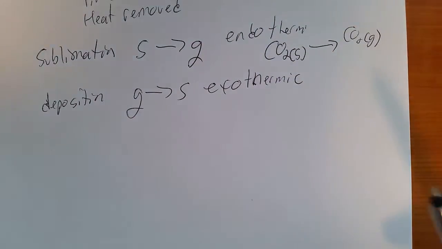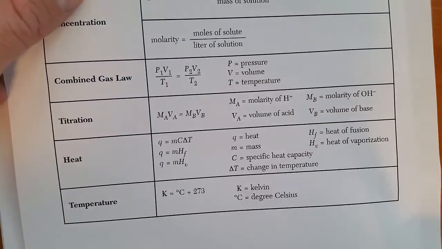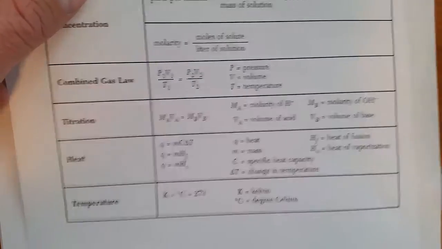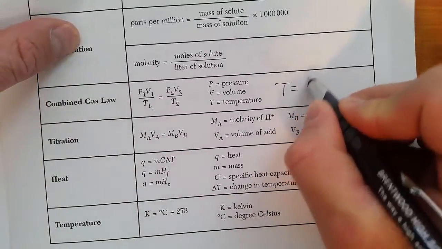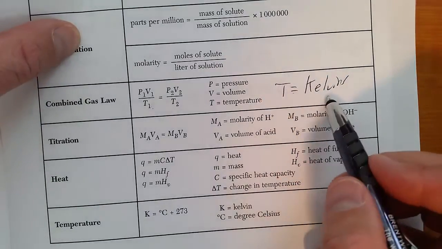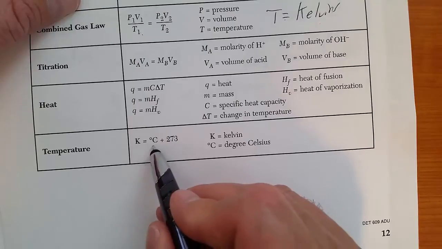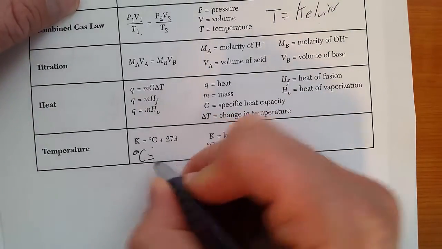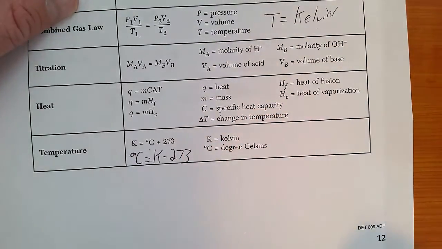All right. Also, have to remember how to use the combined gas law. P1V1 over T1 equals P2V2 over T2. Also have to remember that for these, we have to use our temperature in kelvins. All right, absolute temperature, kelvins. If you're given degrees Celsius, you need to convert to Kelvin. Kelvin is equal to degrees Celsius plus 273. Degrees Celsius is equal to kelvins minus 273. So you go back and forth between the two of them.